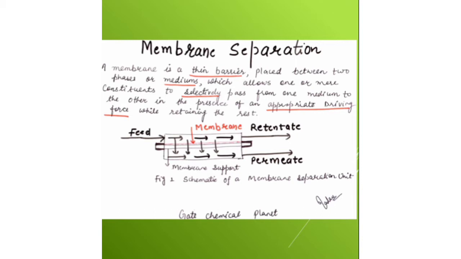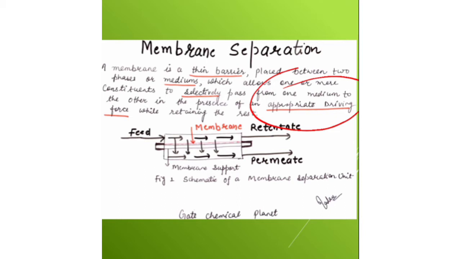So, what is membrane separation? A membrane is a thin barrier which is placed between two phases or two mediums, which allows one or more constituents to selectively pass from one medium to the other in the presence of an appropriate driving force while retaining the rest. So, what is a membrane? A membrane is a thin discrete barrier which is placed between the two phases to allow the separation, and separation is done under some appropriate driving force.